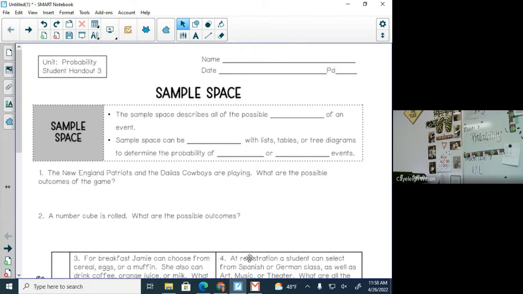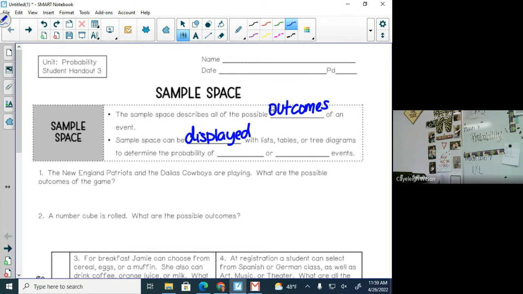Basically, it's like a list that lists all the probable outcomes. So when I flip a coin, what are the 2 possible things I could get? Heads or tails. When I roll a die, what are the things I could get? A 1, 2, 3, 4, 5, or 6. Okay? So sample space is what describes that. The sample space describes all of the possible outcomes of an event.